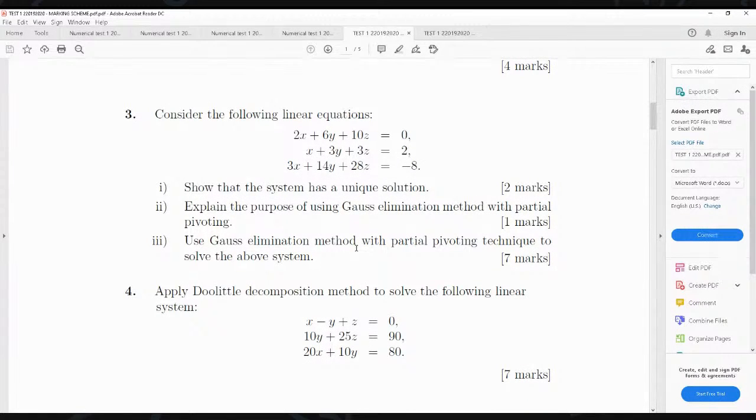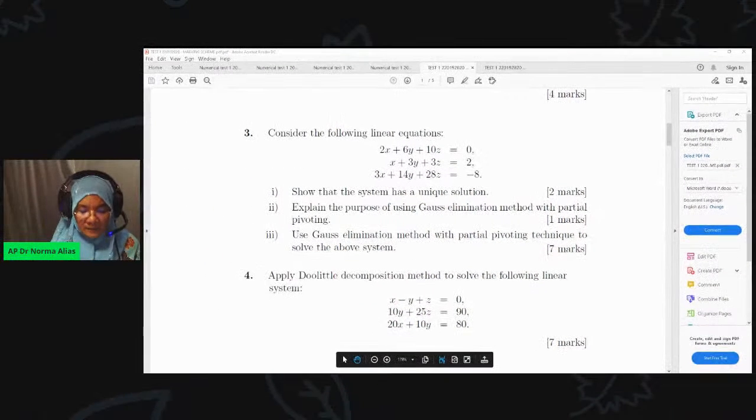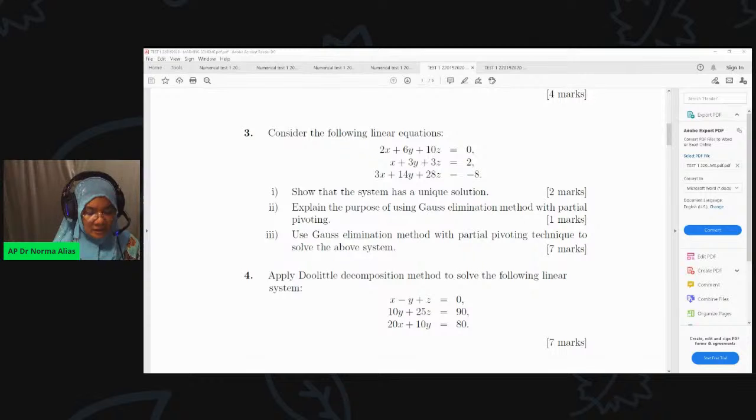So you go to chapter 2. Look at the book, chapter 2, where is the book? Gauss elimination, you go to page 30. Same as what's listed in the book.